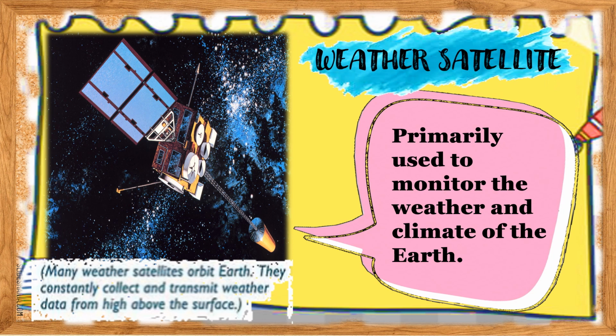We also have the weather satellite. Many weather satellites orbit Earth. They constantly collect and transmit weather data from high above the surface. So they are primarily used to monitor the weather and climate of the Earth. A weather satellite is a type of satellite that is primarily used to gather data or monitor the weather and climate.